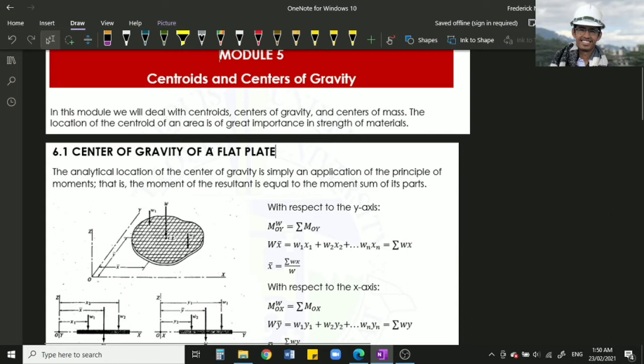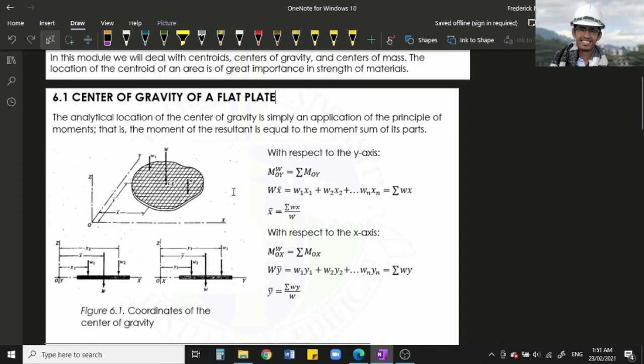Okay? So, the center of gravity of a flat plate. The analytical location of the center of gravity is simply an application of the principle of moments, that is, the moment of the resultant is equal to the moment sum of its parts. So, in simplest form, para ka lang nagsasummation moment dito, no? Para makuha mo yung location ng ating centroid.